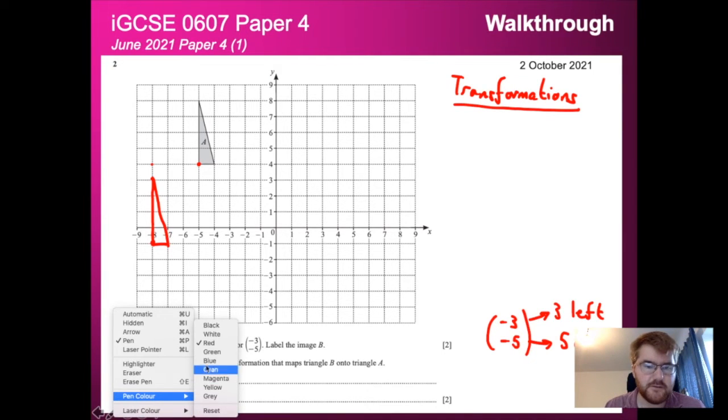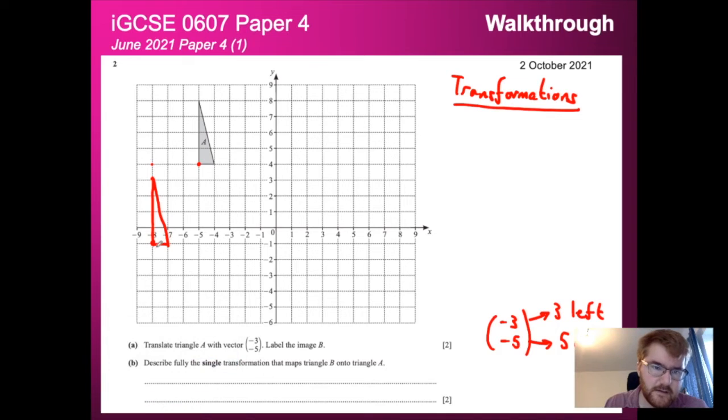And it wants us to label this as B. So make sure you do follow the instructions of the question. It did ask us to label this particular image B, so make sure that you do that as well. And now it's asking us for the single transformation that maps triangle B onto triangle A. So what it's asking us is how do we go from this triangle to this triangle here? So how do we do the opposite of what we just did?